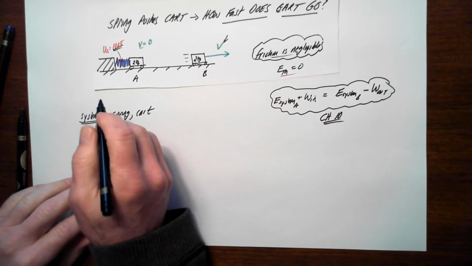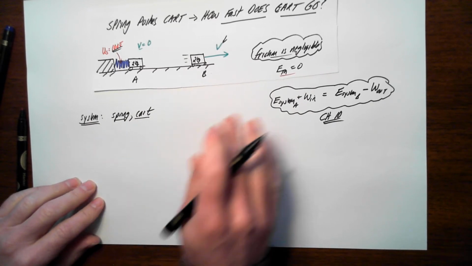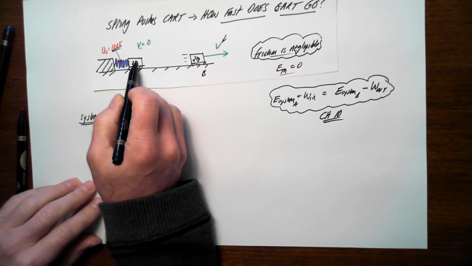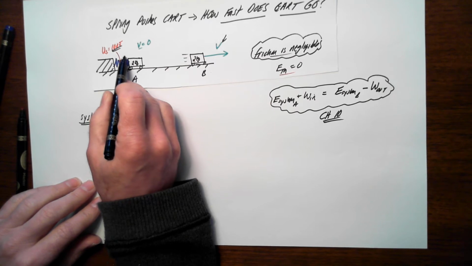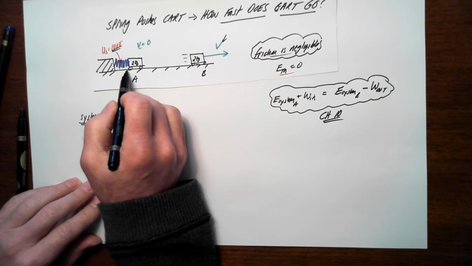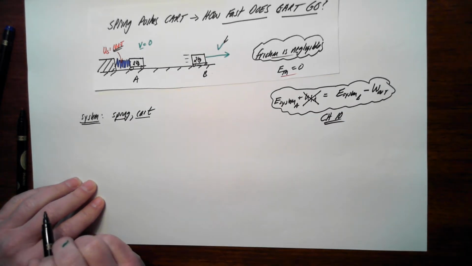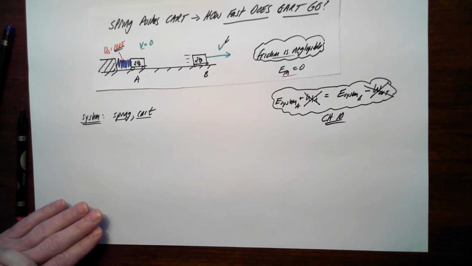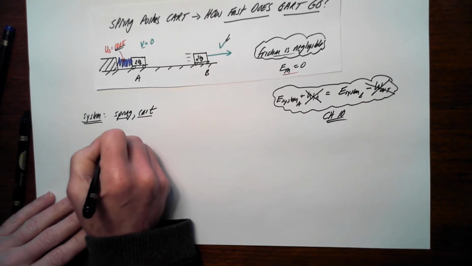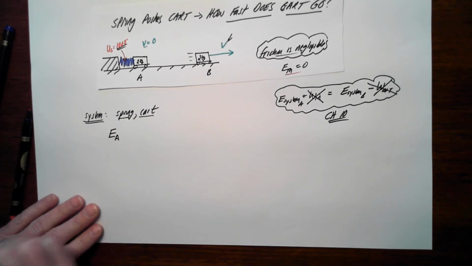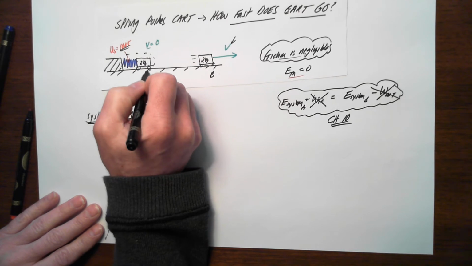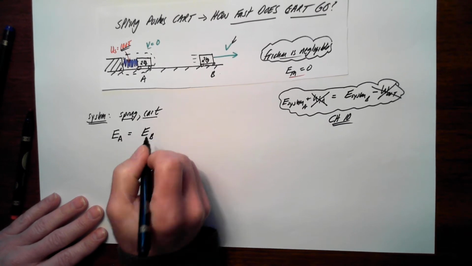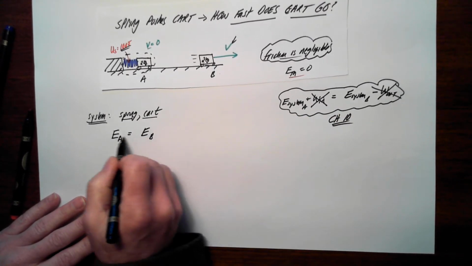Because I've included the spring in the system as well as the cart, this is no longer a situation where the spring does work on the cart. When the spring pushes on the cart, that is an internal interaction. So rather than seeing work being done, there's going to be an energy transformation, and there never was any work out. So the total energy in my system at A, with the spring now part of my system, is going to equal the total energy in my system at B. No work, so there's no change in the energy.